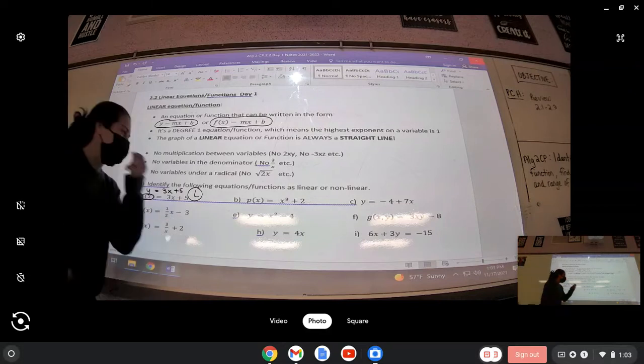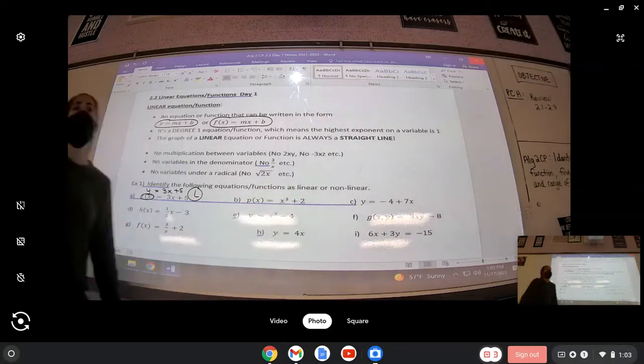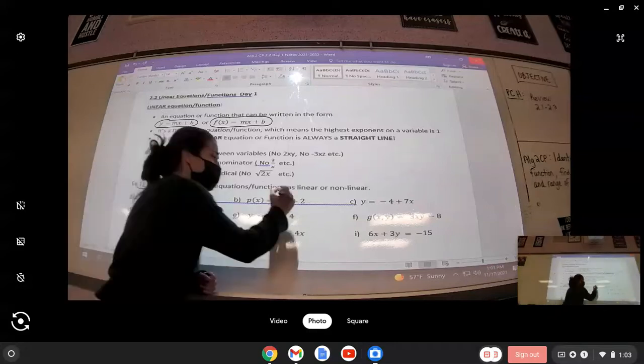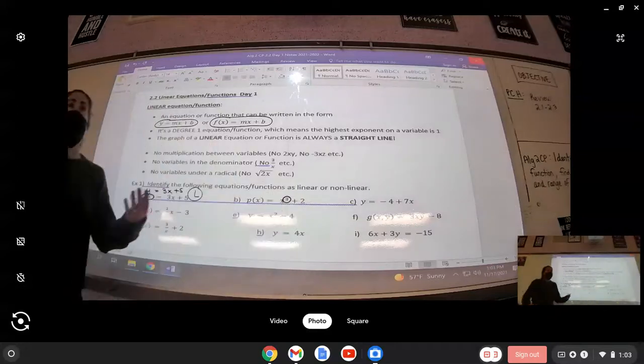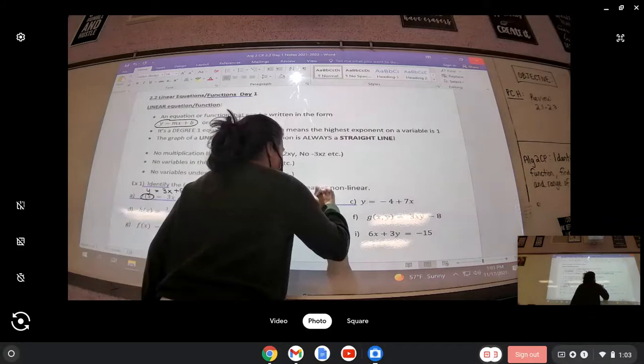All right, what about the next one? What if I gave you the function p of x that equals x to the third plus 2? Is that a linear function? No. Who's ruining it? Why is that not a linear function? The exponent. You can't have an exponent on a variable bigger than 1. The minute they give you x squared or x to the third or x to the fourth, you are no longer degree 1. You are no longer linear. This is non-linear.